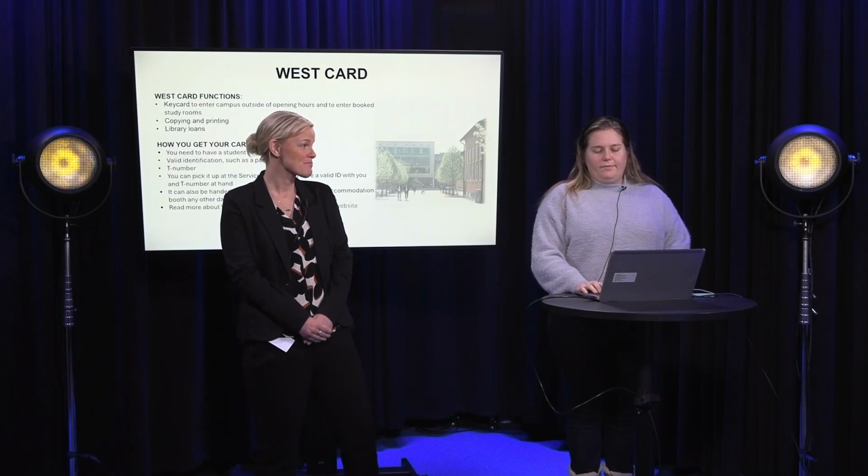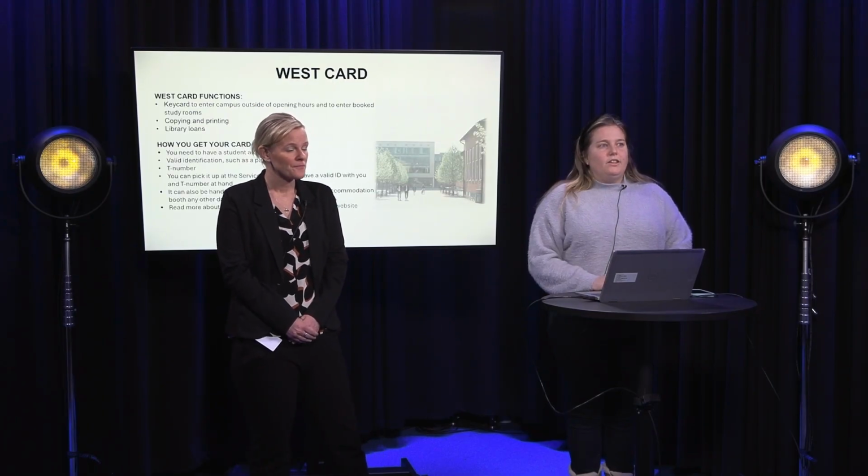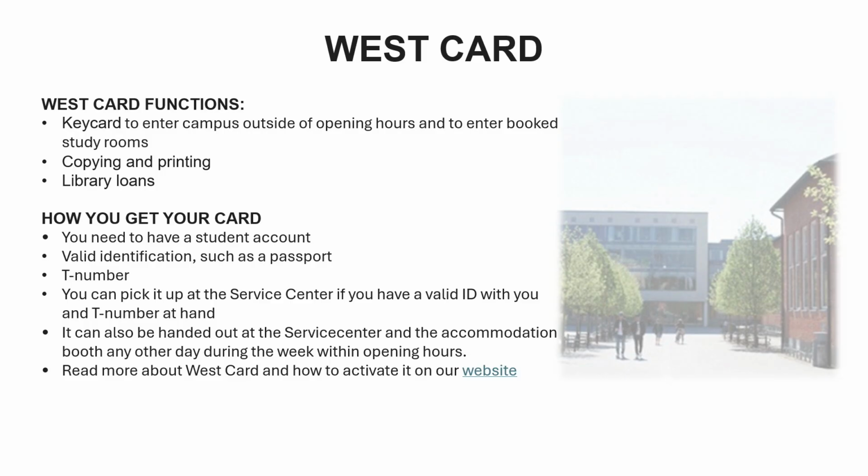So the West Card works as a way to get inside and out of the campus after hours, and also to enter book study rooms. You need to activate your card when you get to the campus. You can find the terminals located at most of the entrances, and also at Service Center there's a terminal. You just blip your key card, then your 4-digit PIN code, and you blip it again. It's very straightforward. Also, you can use it for copying and printing and library loans.